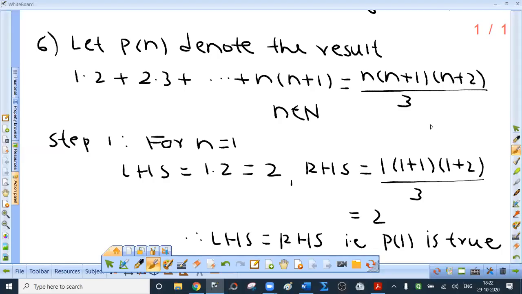Sum number 6. Let P(n) denote the result or statement: 1 into 2 plus 2 into 3 up to n into (n plus 1) is n into (n plus 1) into (n plus 2) upon 3, where n is a natural number. First step, for n equal to 1, what is the left hand side? 1 into 2, that is 2. What is the right hand side? 1 into (1 plus 1) into (1 plus 2) upon 3, that is again 2. So LHS equal to RHS, that is P of 1 is true.